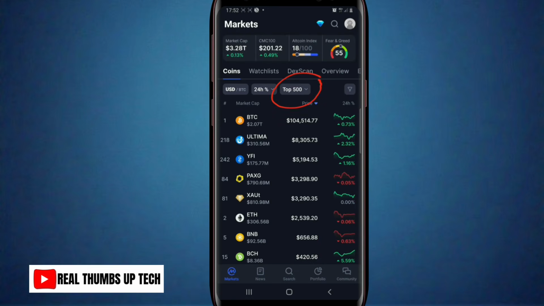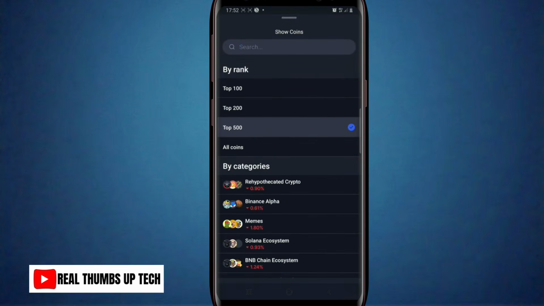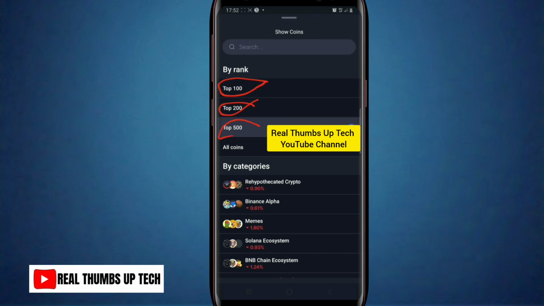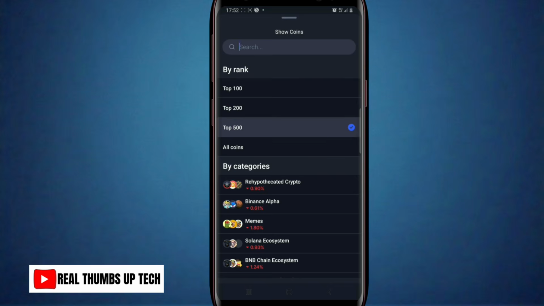And if you come up here, mine says top 500. Yours may show different things, okay? So when you tap on it, you will see by rank top 100. So yours may be showing top 100 or top 200 or top 500 or all coins. This means, do you want them to display just the top 100 coins for you so you can work with them? Or the top 200 coins? Or the top 500 coins? Or you want to see all the coins available on CoinMarketCap? Okay, so it depends on what you want.